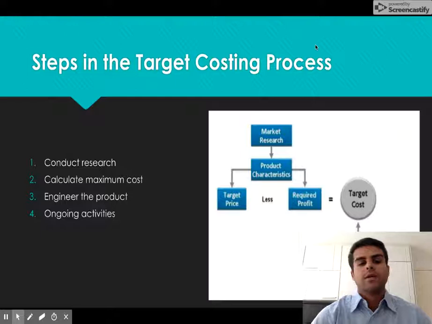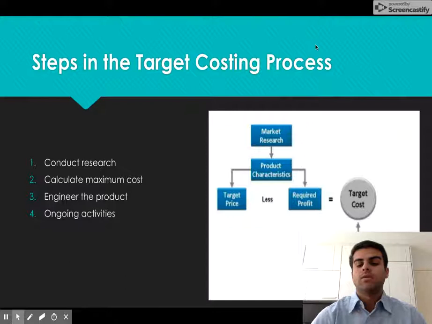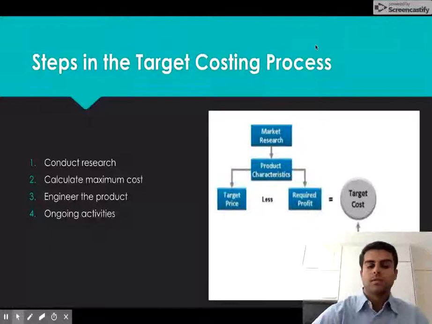So there are four steps in the target costing process. The first step is to conduct research. This is to review the marketplace in which the company wants to sell the product. So the design team needs to determine the sets of product features that the customers are most likely to buy and how much they're going to pay for these features. So in the end of this process, the team is going to have a good idea of the target price at which they can sell this product.